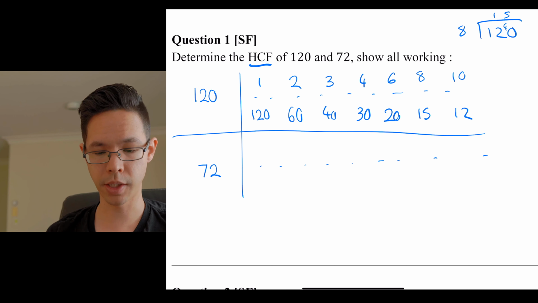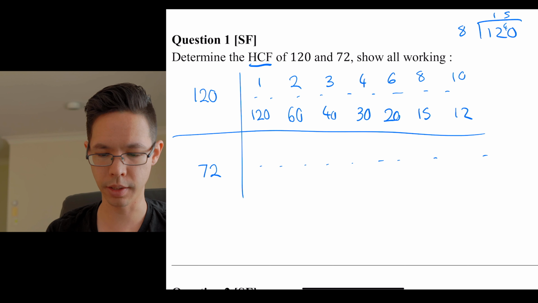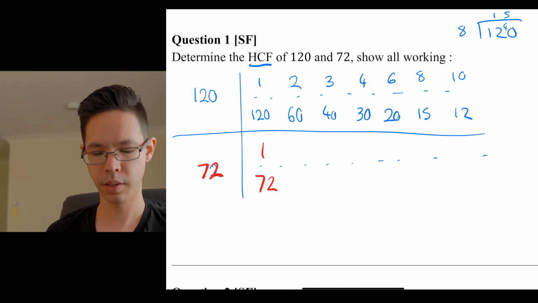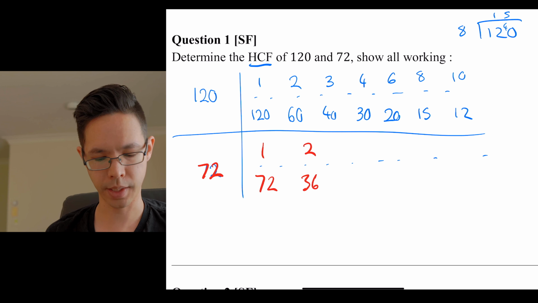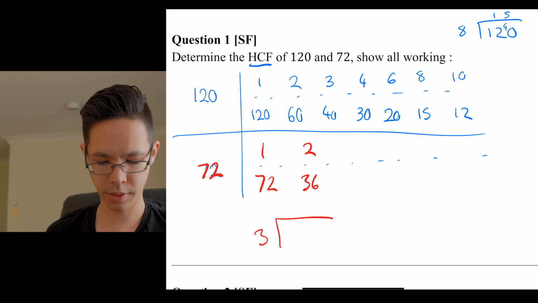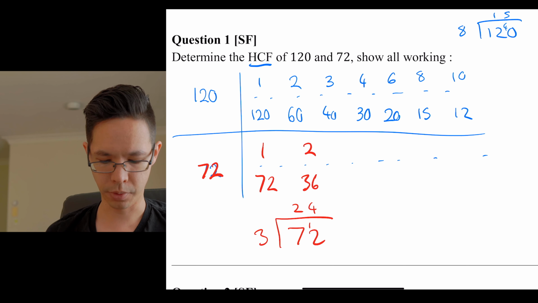We're going to do the list for 72. I might change the color here just so you can see that they are separate. So 72. 1 times 72. I can do 2 times 36. I can do, let's see, is it divisible by 3? Yes, it is. 3 fits into 72, fits in there twice with 1 remaining. 3 is in there 24 times, so 24.